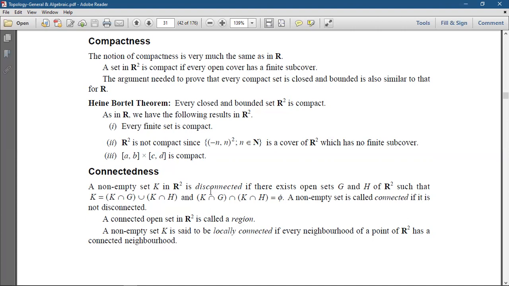Simply, that means if a set is connected, then the complement of that set is disconnected, and if a set is disconnected, then the complement of that set is connected. The connected set in R square is called a region. A non-empty set K is said to be locally connected if every neighborhood of a point of R square has a connected neighborhood.